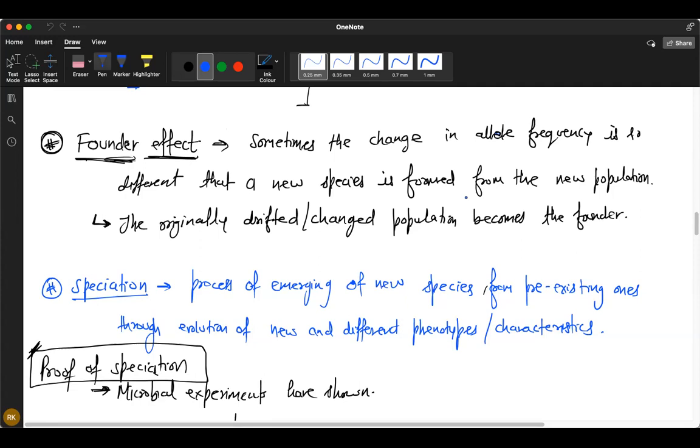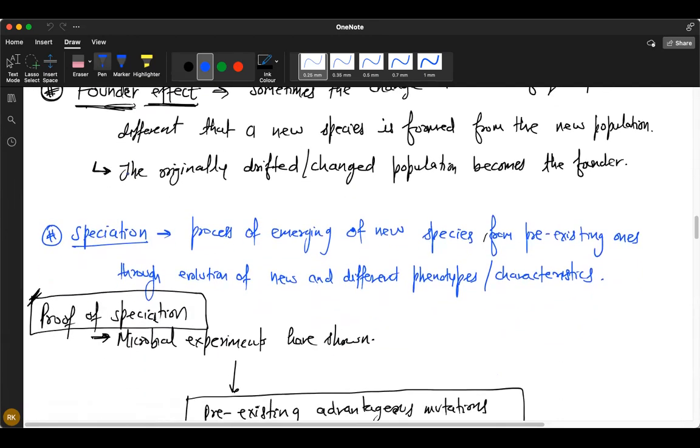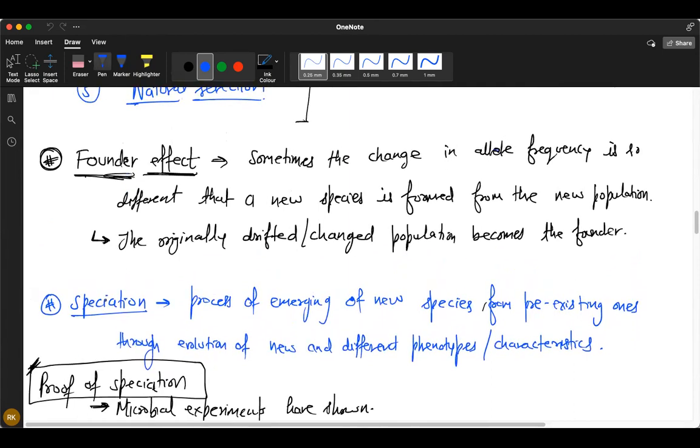So you have to write exactly what I've written here. Sometimes the change in allele frequency is so different that a new species is formed from a new population, and the originally drifted population becomes the founder. This kind of mechanism or effect is called the founder effect. And speciation is simply the process of emergence of new species from pre-existing species through evolution. Okay, make sense?